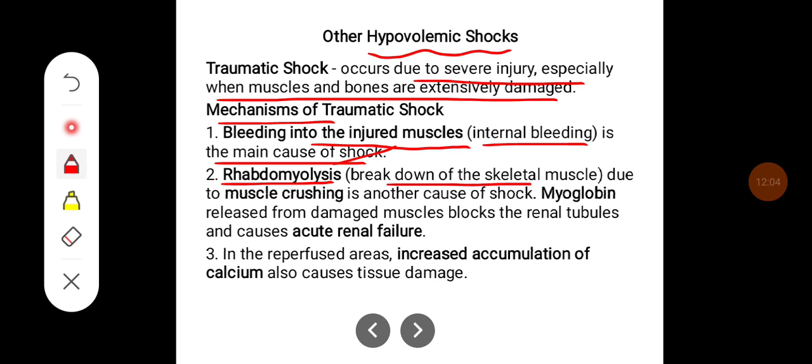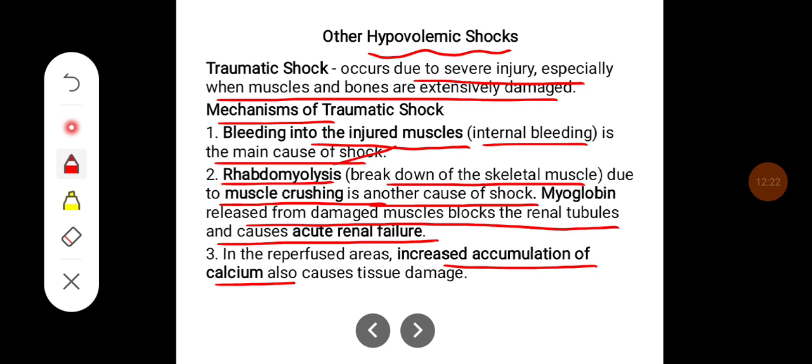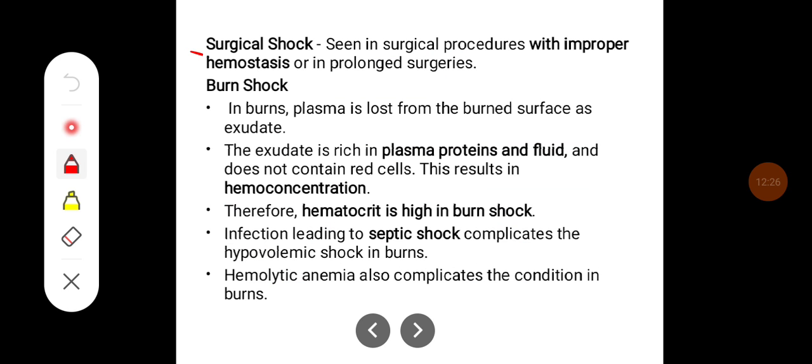Rhabdomyolysis, that is breakdown of the skeletal muscles due to the muscle crushing, is another cause of a shock. Myoglobin released from the damaged muscles block the renal tubules and causes acute renal failure. In reperfused areas, the increased accumulation of the calcium also causes tissue damage. Surgical shock, seen in surgical procedure with improper hemostasis or prolonged surgeries.